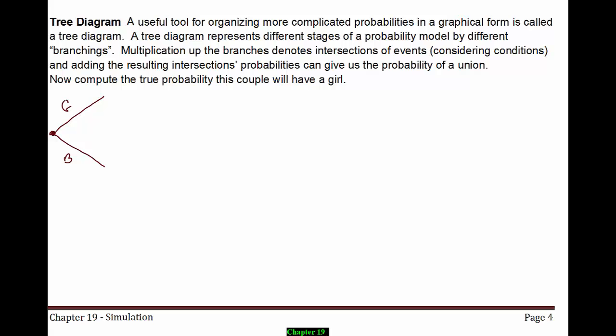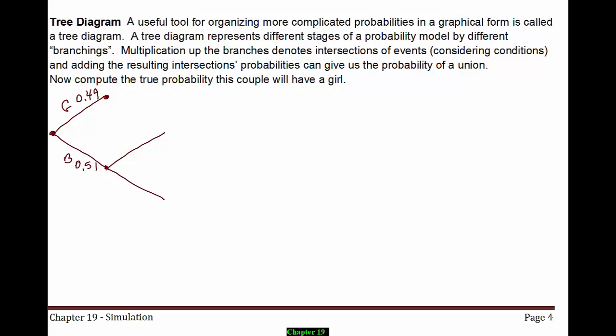Now, if they have a girl, they're going to stop. So there are no more branchings coming out of this path. If they have a boy, they're going to try again. So if they have a boy, they're going to have a second baby. Now, what was the probability of having a girl to start off with? It was 0.49, and a boy, 0.51. So we can label those on there.